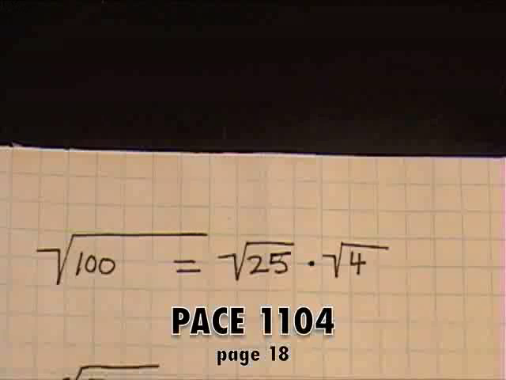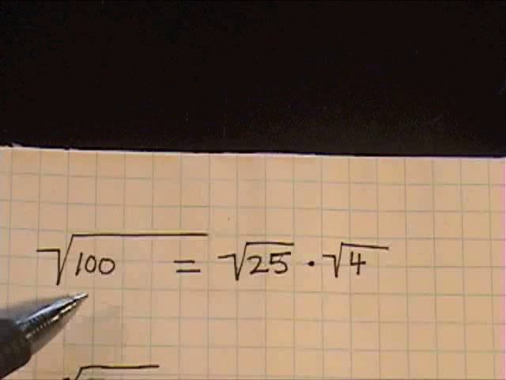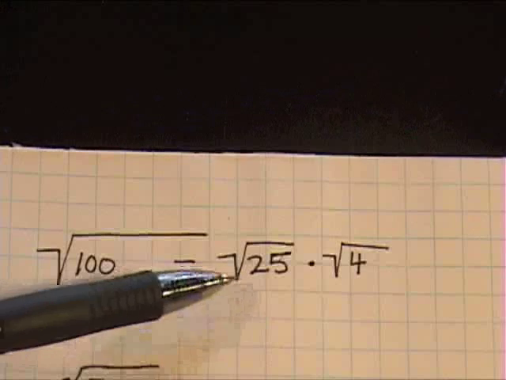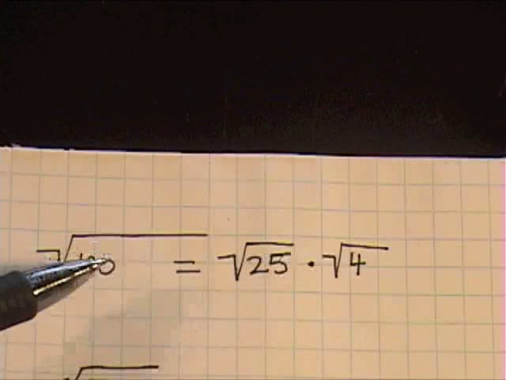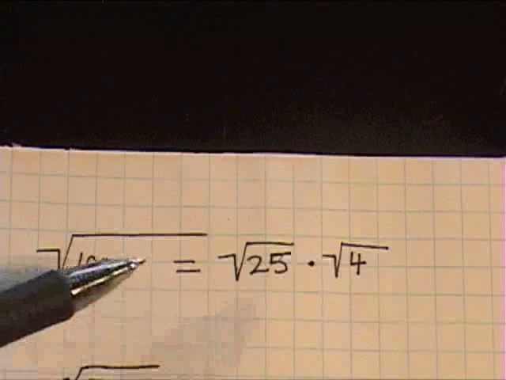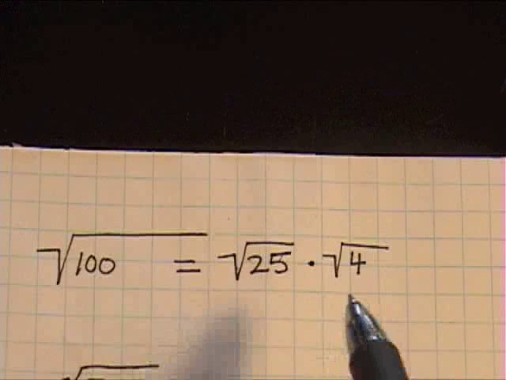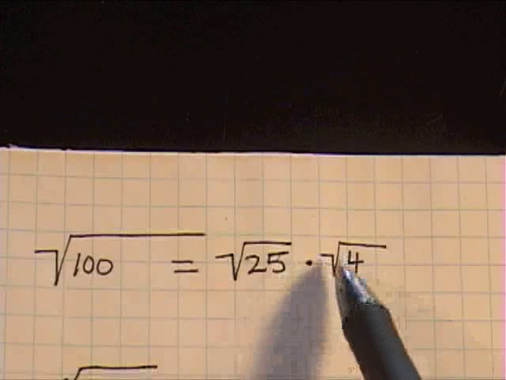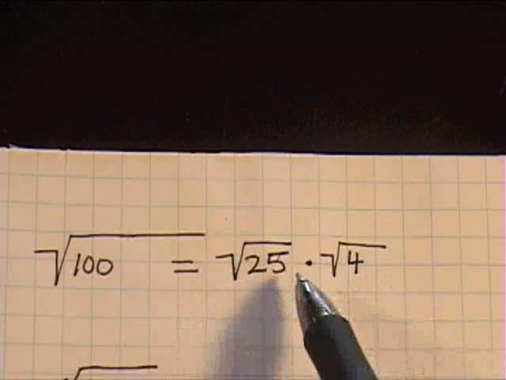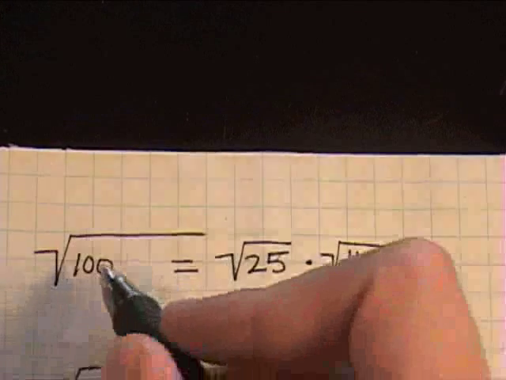You can take a square root and divide it into its different factors. So we know that 4 times 25 equals 100. So it's okay for us to break it into separate factors like this, as long as we keep the radical sign above each of these factors. And I can show you down here that they do equal the same thing.